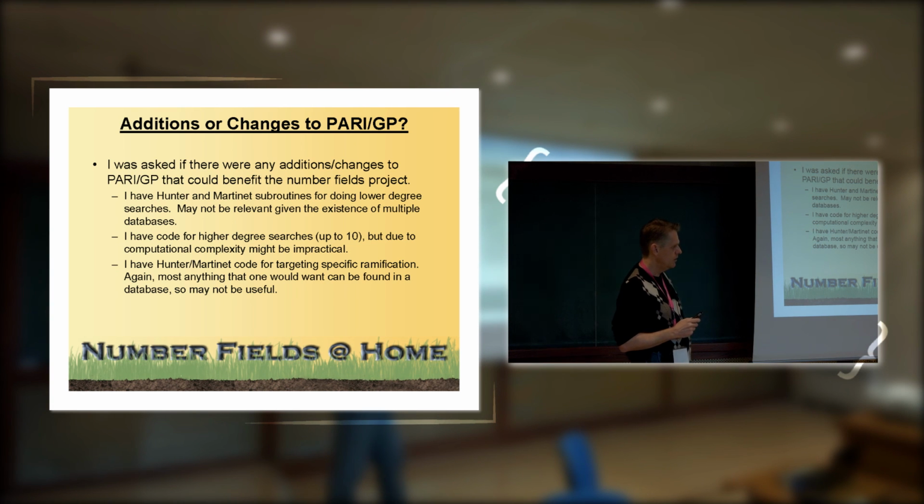I also have code that is more particular to doing what we call targeted ramification. So this is where you're not just looking at all fields with some discriminant, but you're targeting a very specific ramification structure. The searches I do here are searching over all possible ramification structures for the primes that you choose. If you could pick just one particular ramification structure, that might be doable, because then it's not as big of a search, it's a smaller search, or maybe a particular thing you're searching for. That might be useful.